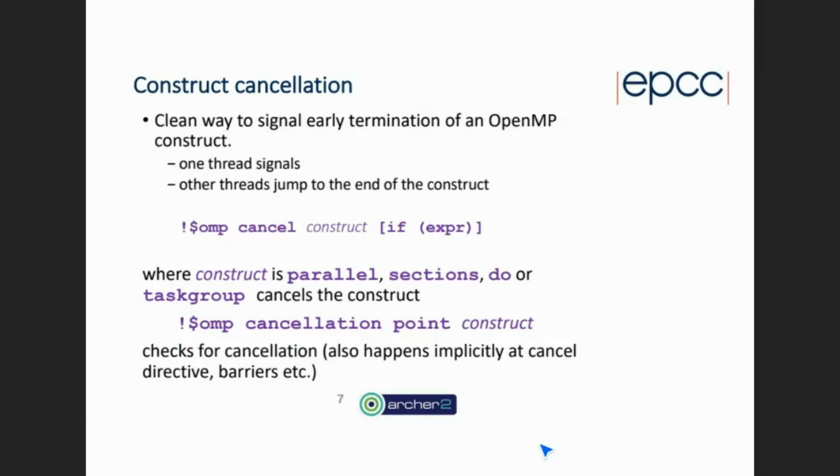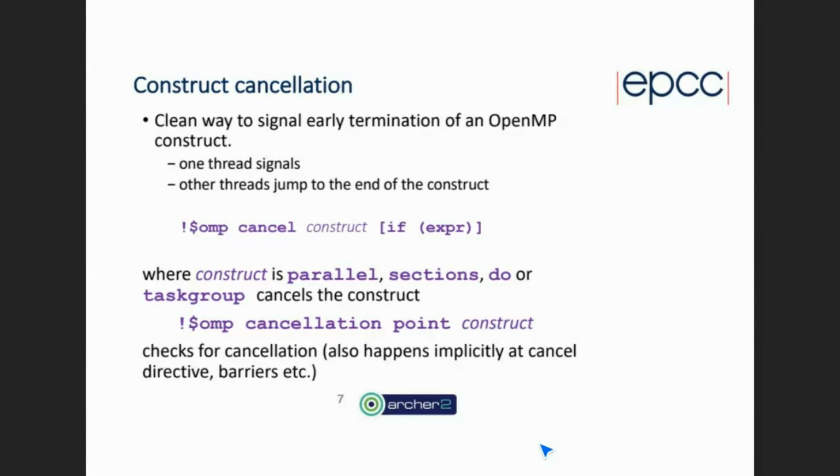Next one is construct cancellation. This is a clean way to signal early termination of an OpenMP construct. Say you've got multiple threads executing inside a parallel region or parallel loop, and some event happens in one thread, and you want that thread to be able to signal all the other threads and tell them to jump to the end of the parallel construct.